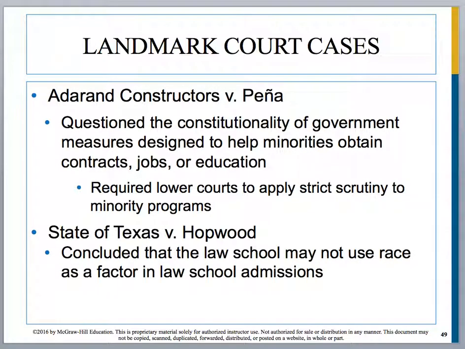We have Adirondack Constructors versus Pena. Adirondack is a guardrail contracting firm. They sued the U.S. government for allegedly applying race-based standards in granting public works contracts in Colorado. The suit stemmed from a subcontract for guardrail work that Adirondack had lost in 1990, despite submitting the lowest bid. So they came in with the lowest bid and they were denied the contract.